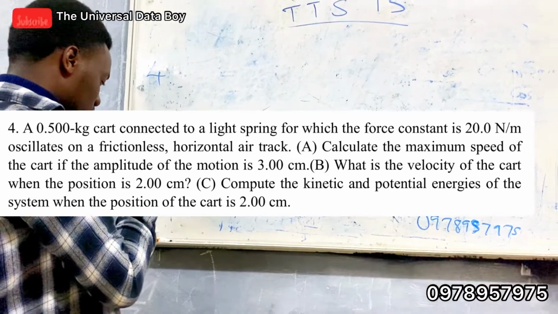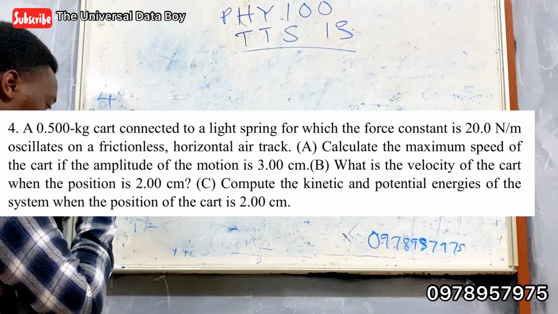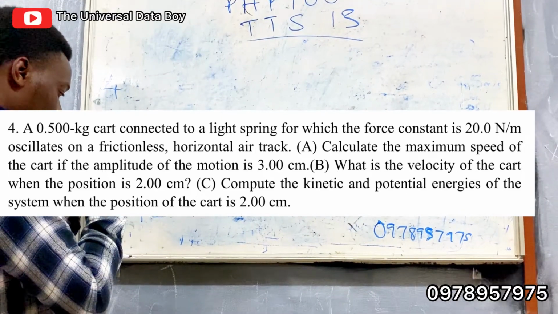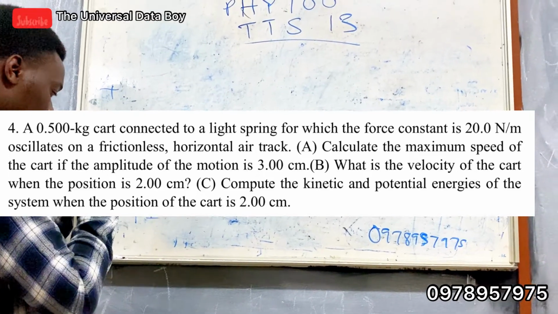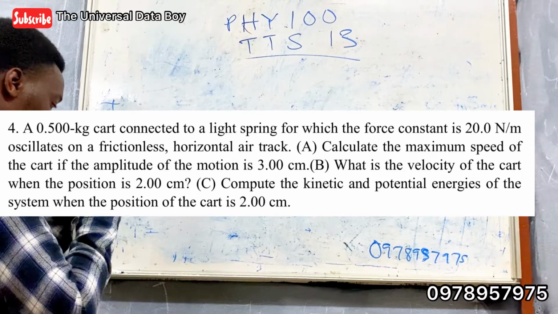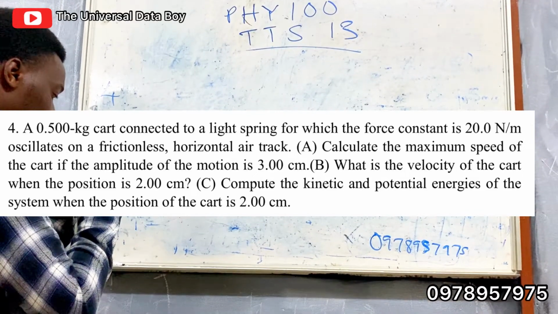So the question says a 0.500 kg cart connected to a light spring for which the force constant is 20.0 Newton meters oscillates on a frictionless horizontal air track. Calculate the maximum speed of the cart if the amplitude of motion is 3.00 centimeters.